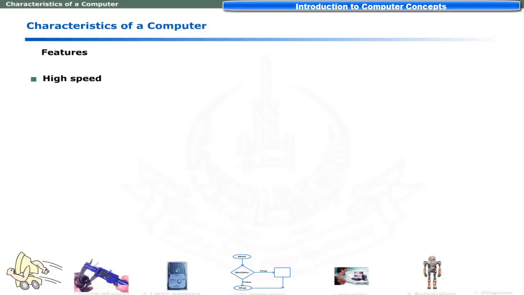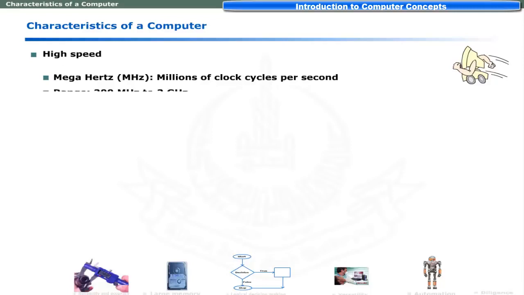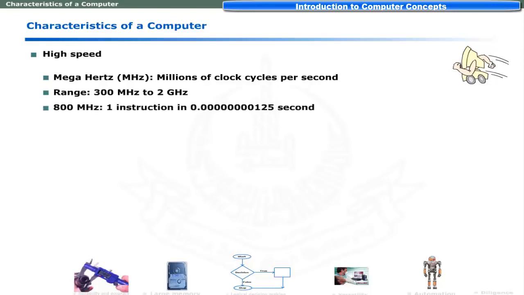First feature of a computer is its speed. The speed of a personal computer is measured in terms of megahertz, that is, millions of clock cycles generated by the microprocessor clock in 1 second. Most modern microcomputers are rated from 300 megahertz to 2 gigahertz. A typical 800 megahertz computer takes a very small fraction of a second to complete 1 cycle.